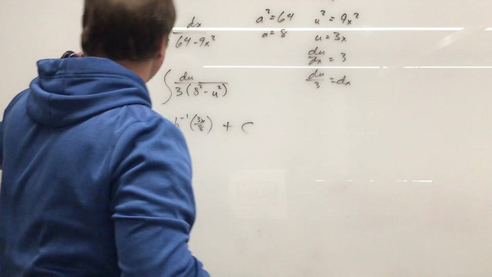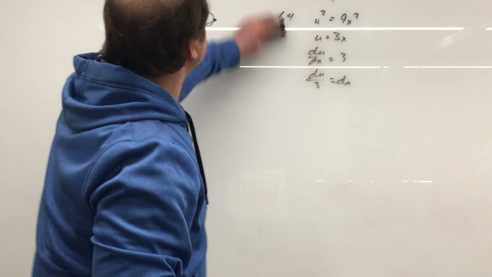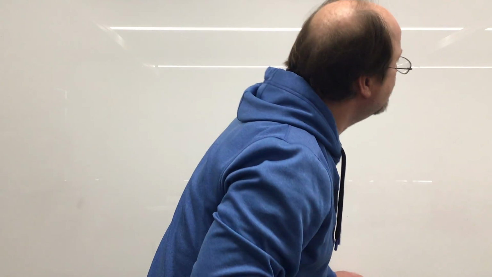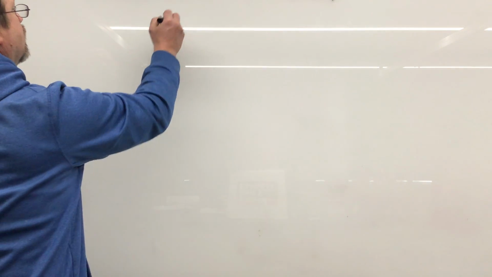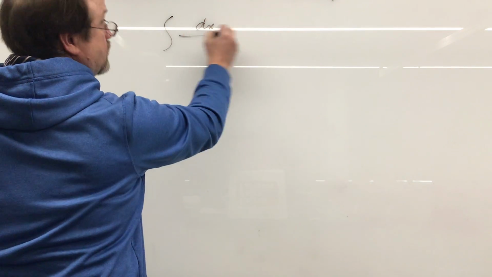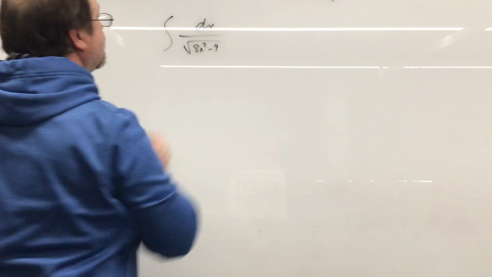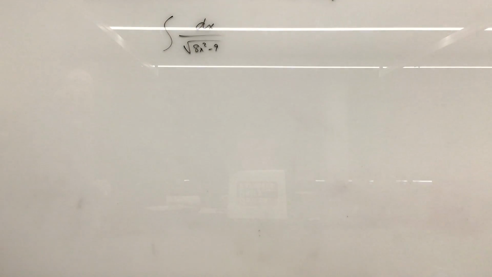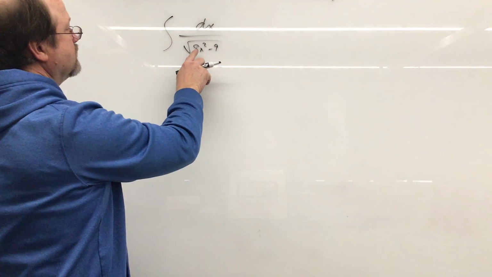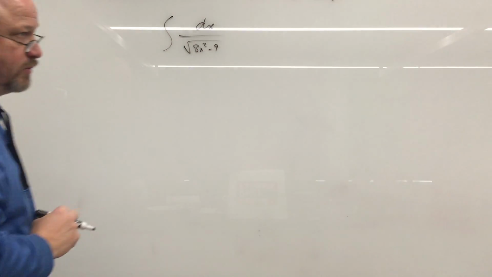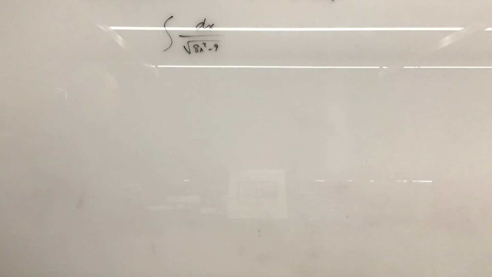One more example of this type. Integral dx over square root 8x squared minus 9. And look at that one, and again, what do I see? I see something that's in the form of u squared minus a squared under square root. Again, looking at the 4 inverse hyperbolic formulas that I have, that appears to be inverse cosh.